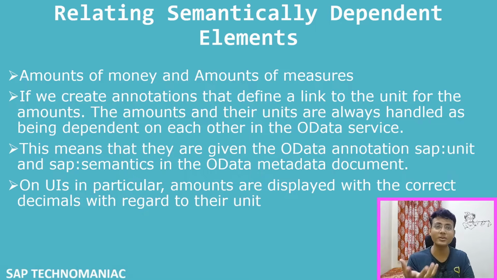In the same way, in our case, we have the distance field. For that distance, obviously there will be some unit of measure field. It is kilometer or meter or yard, however you want to measure that particular distance. So these are two different fields, but they are semantically related fields, we can say. So we have to establish the relationship between them.